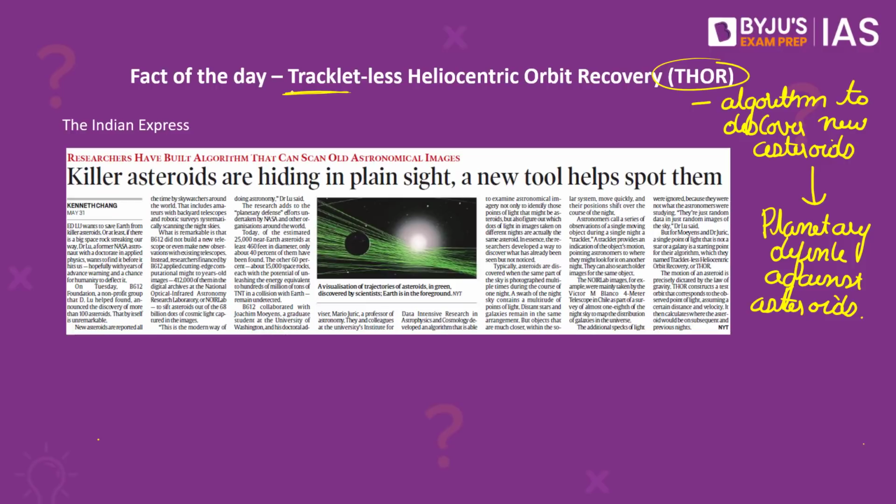Unlike the old system, the THOR algorithm links points of light in different sky images that are consistent with asteroid orbits. Through this, the THOR algorithm gives a possible orbit of an asteroid. In this context, it would be relevant to understand some of the planetary defense efforts underway to protect the planet Earth against asteroid impacts. The most notable is the Double Asteroid Redirection Test or the DART mission.